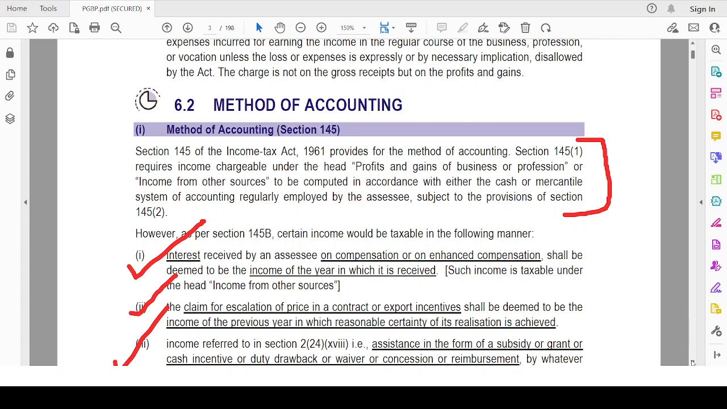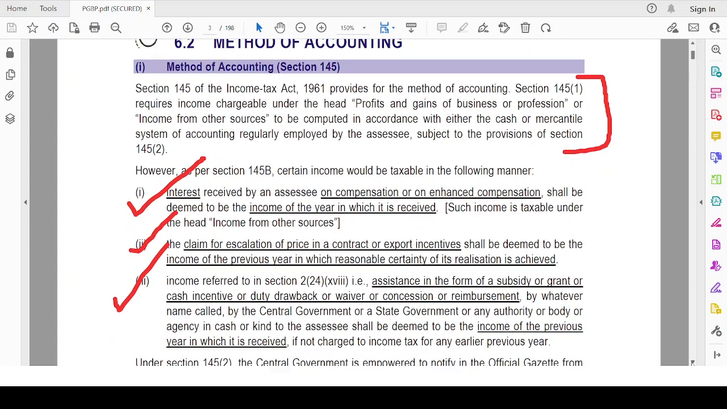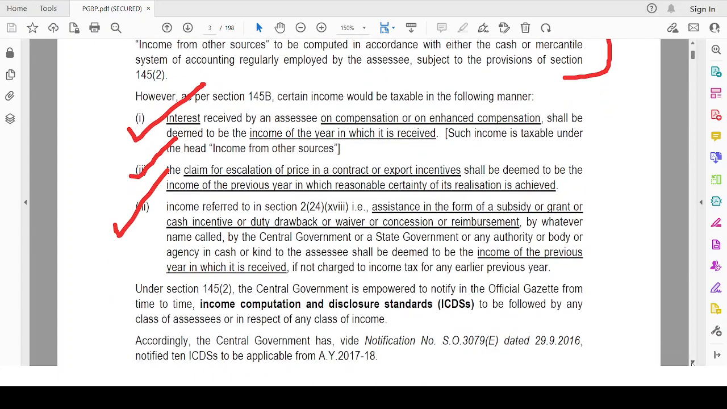However, we have a section called section 145B where certain income will be taxable in a specific manner. For example, if it is interest received by an assessee on compensation or enhanced compensation, then it will be deemed to be the income of the year in which it is received, and it will be taxable under the head IFOS. Similarly, the claim for escalation of a price in a contract or export incentive shall be deemed to be the income of the previous year in which reasonable certainty of realization is achieved.